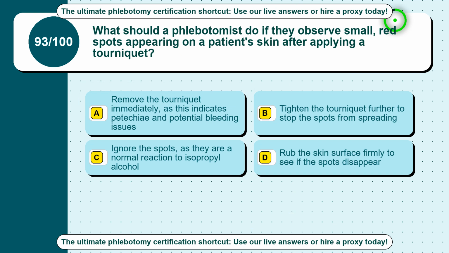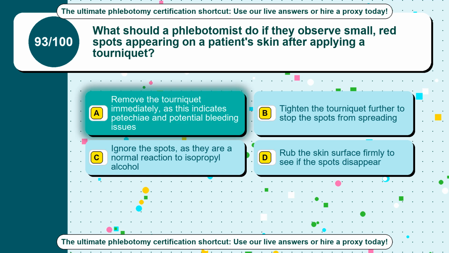Question 93. What should a phlebotomist do if they observe small, red spots appearing on a patient's skin after applying a tourniquet? Option A, remove the tourniquet immediately, as this indicates petechiae and potential bleeding issues. Option B, tighten the tourniquet further to stop the spots from spreading. Option C, ignore the spots, as they are a normal reaction to isopropyl alcohol. Option D, rub the skin surface firmly to see if the spots disappear. The correct answer is option A, remove the tourniquet immediately, as this indicates petechiae and potential bleeding issues.